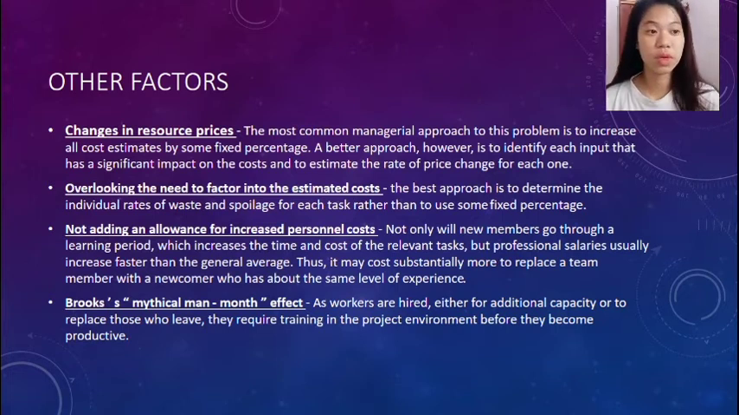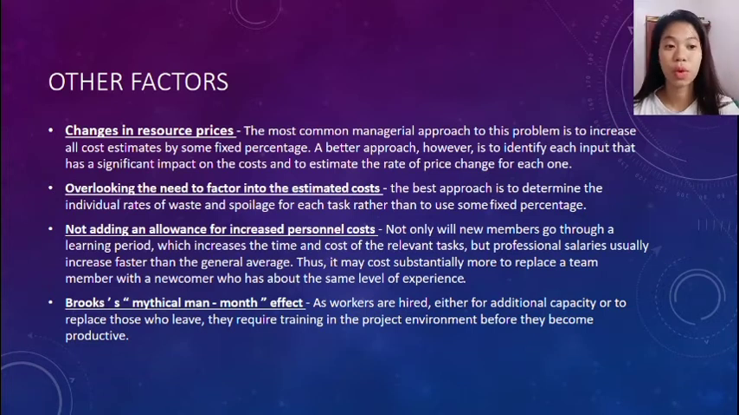Another problem is overlooking the need to factor into the estimated costs an adequate allowance for waste and spoilage. Again, the best approach is to determine the individual rates of waste and spoilage for each task rather than to use some fixed percentage. A similar problem is not adding an allowance for increased personnel costs due to loss and replacement of skilled project team members. Not only will new members go through a learning period, which increases the time and cost of the relevant tasks, but professional salaries usually increase faster than the general average.